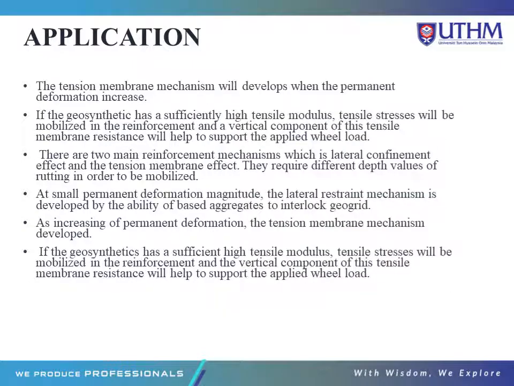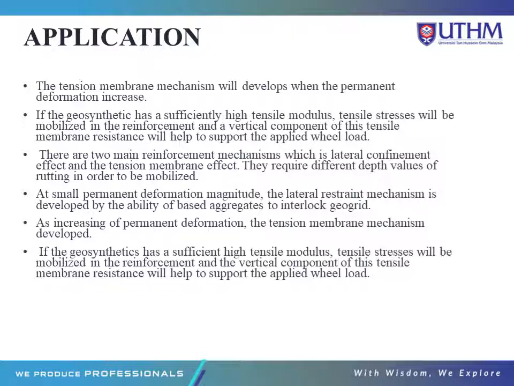Next, the tension membrane will develop when the permanent deformation increases. If the geosynthetic has a sufficiently high tensile modulus, tensile stress will be mobilized in the reinforcement, and a vertical component of this tensile membrane resistance will help to support the applied wheel load. Next, there are two main reinforcement mechanisms, which are lateral confinement effect and the tension membrane effect. They require different depth values of rutting in order to be mobilized.